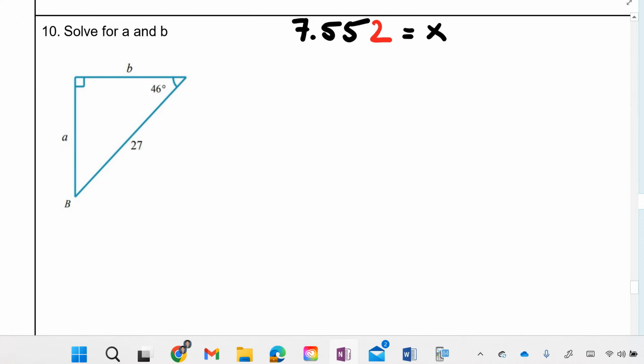Okay, now you solve for A and B on the next question here. So I'm going to erase this, and I will write out the acronym SOHCAHTOA at the top.